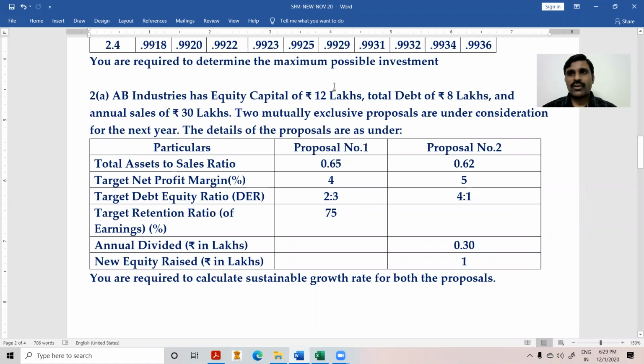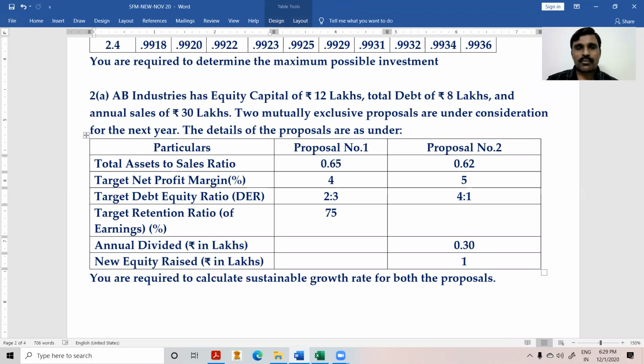In the previous class, we have completed the first question of the November 20 attempt SFM paper. So 1A, 1B, 1C is completed. This is 2A. This is also a simple problem, but a bit analytical. You should be a bit careful. All are formula based problems only, but you should be analytical. Right. Look at this problem 2A.